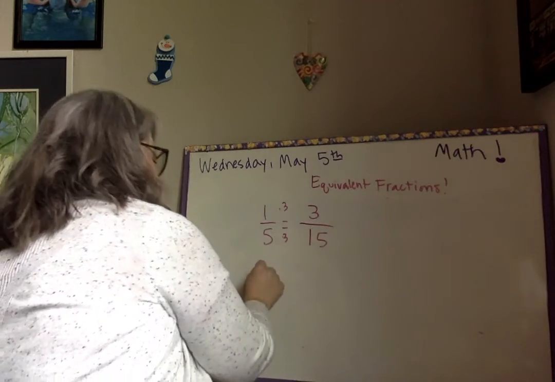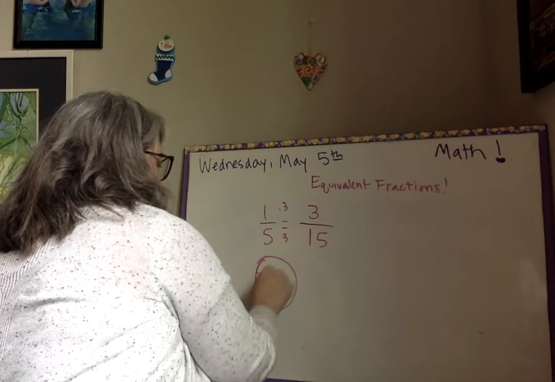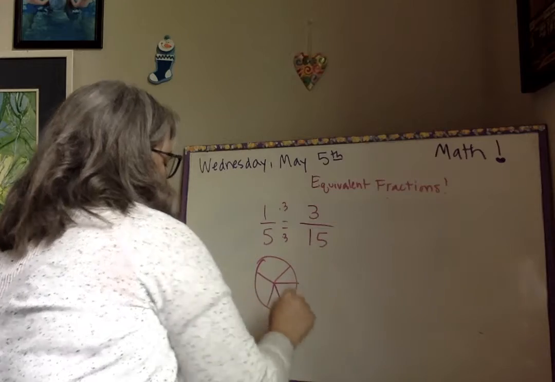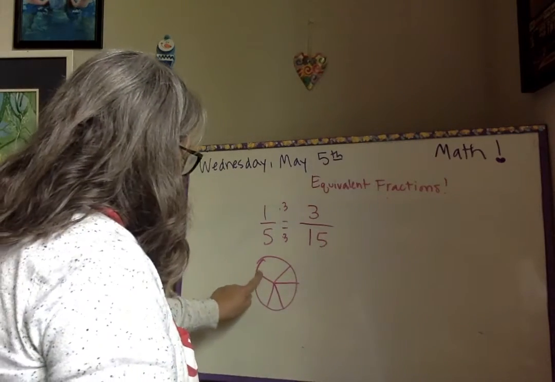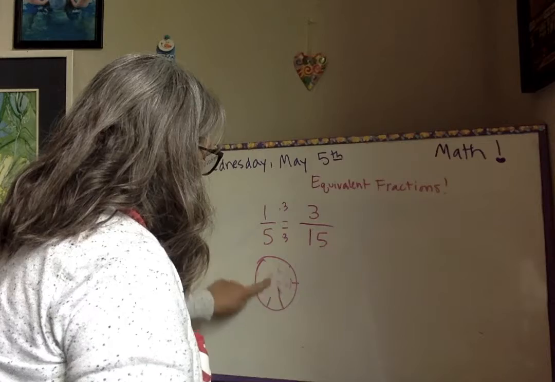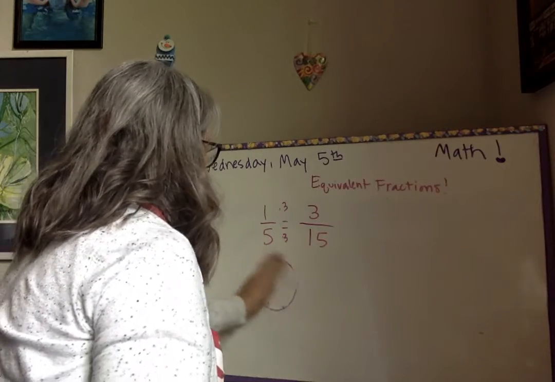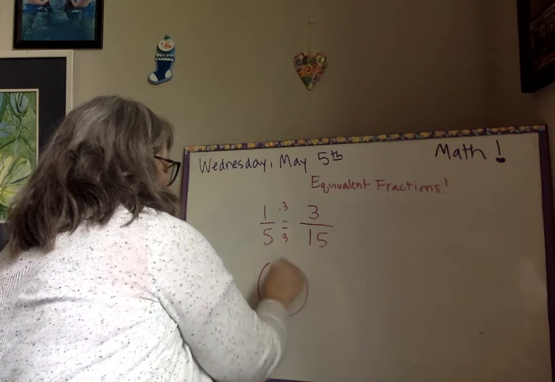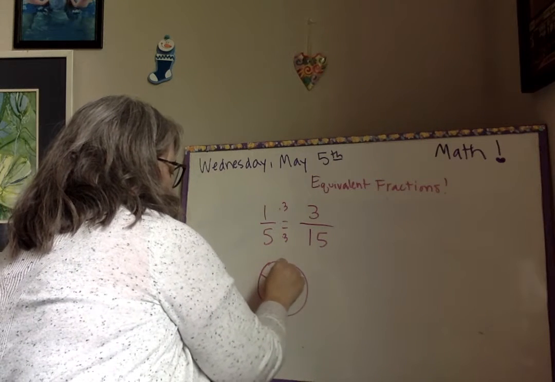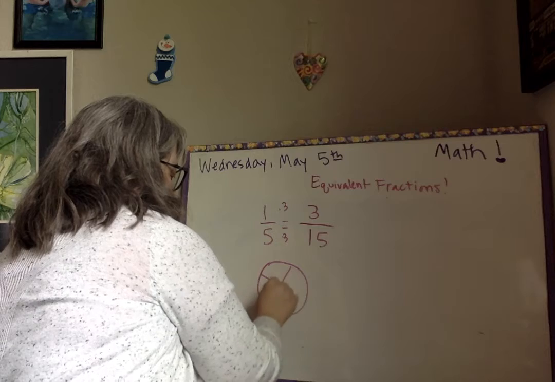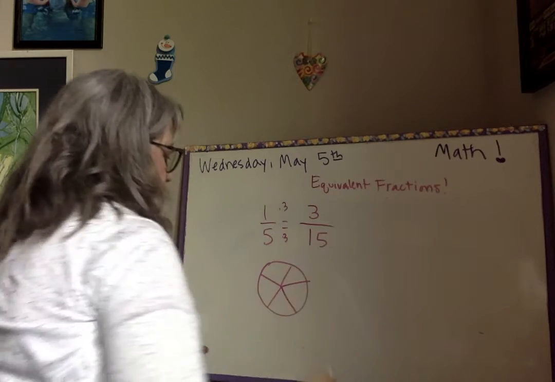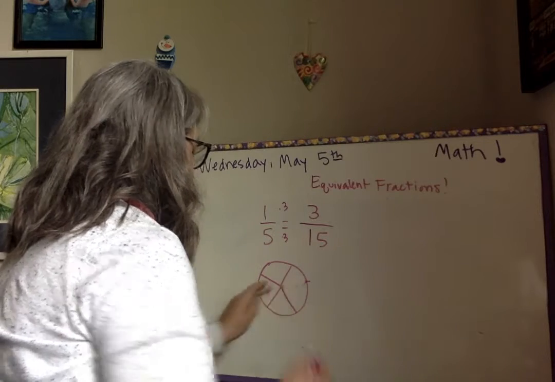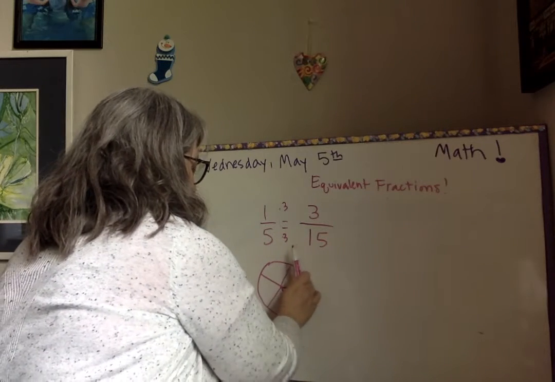So let's make a 5th. I will try to make this kind of even. That's terrible. It's hard to show equivalent fractions if you can't draw evenly. I'm trying to think if I can do a square or something. I can't. Let's make that just a little bit, let's give that a little more space. And there you go. So here's our 5th.